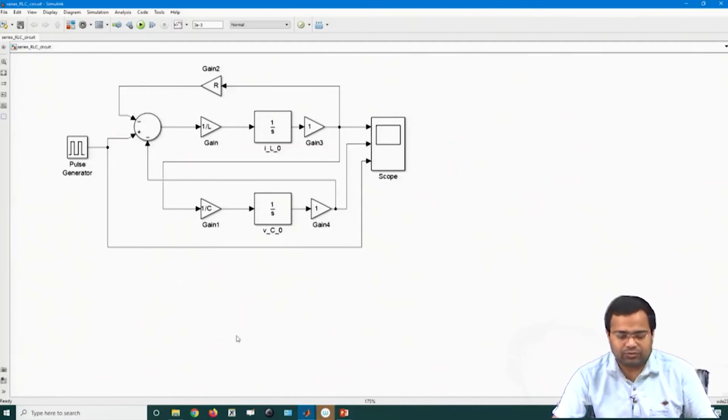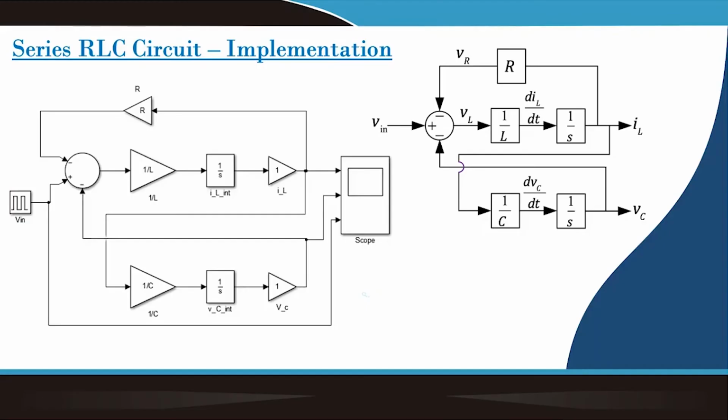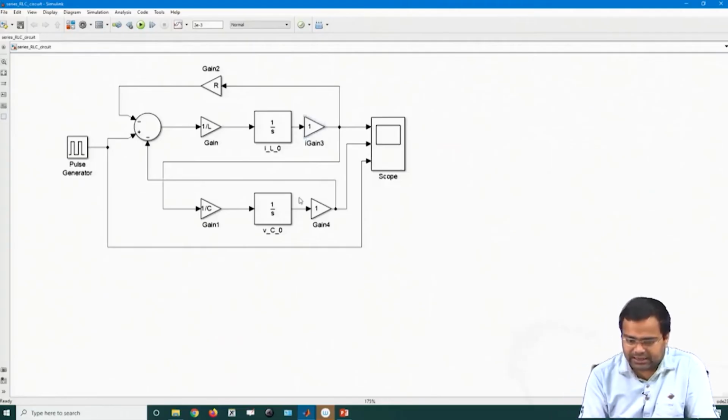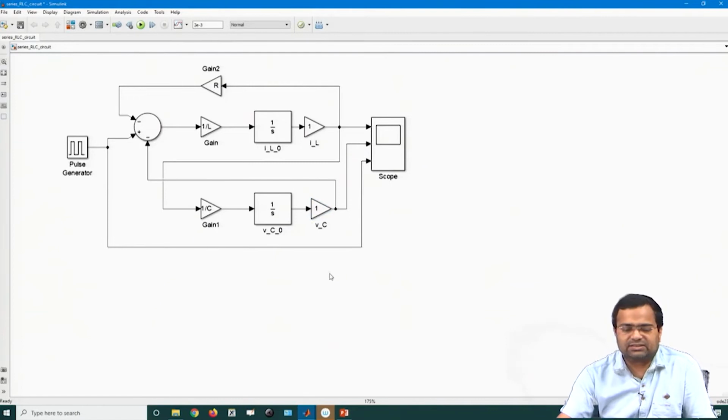Now, we are ready to run the MATLAB, and this is what I have shown here. This particular block is to indicate the signal I am showing, IL. So, I can specifically write this is my inductor current, and this block I am showing is the capacitor voltage in this case. Now, I am ready to run the simulation.